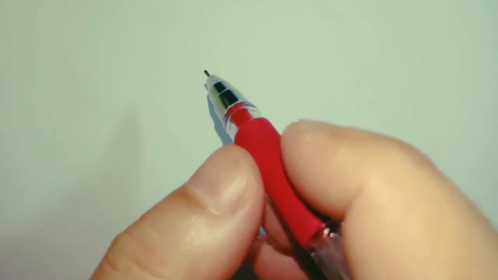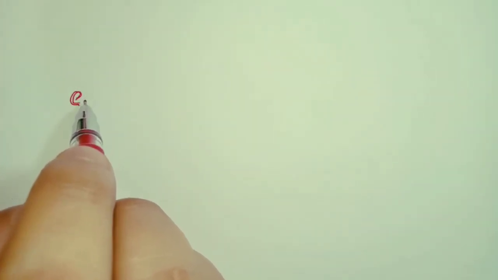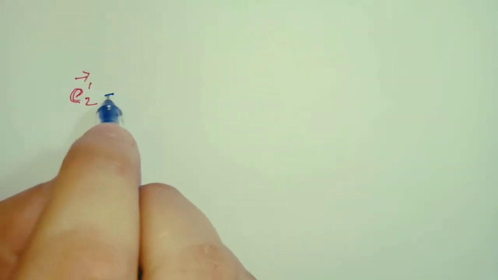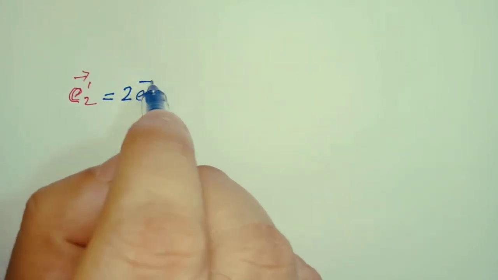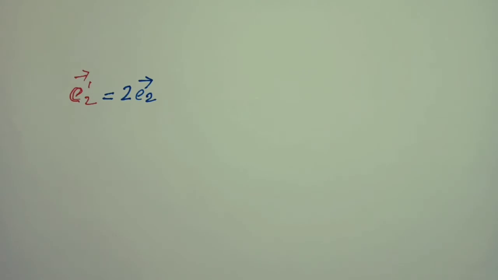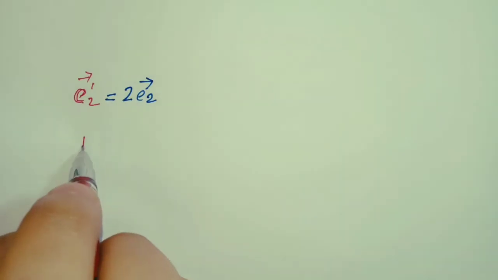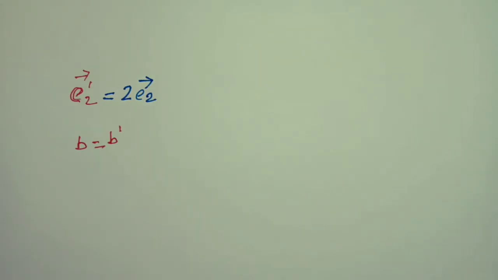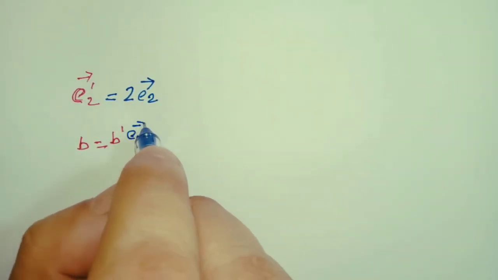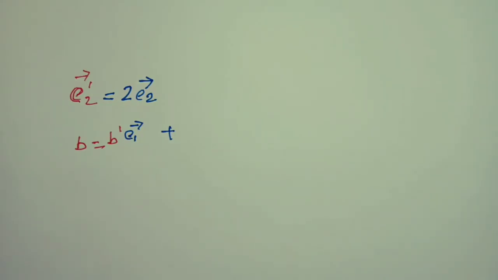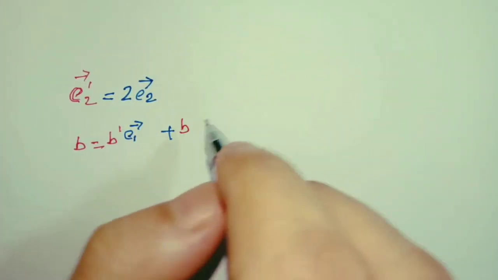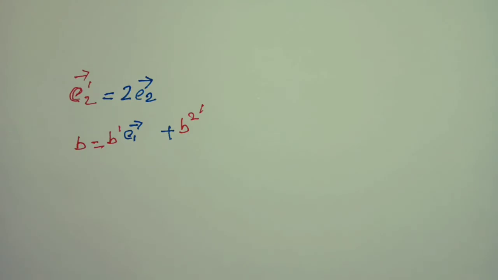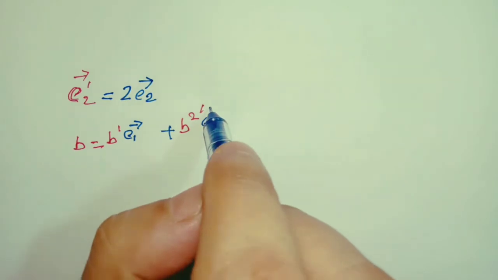So what I can do is write over here, E2 sub, it would be E2 sub. I have to change my pen, so you have to excuse me for that. It would be equal to 2E2, and this is the older basis, so it would be written in the lower script. What will happen in that case, B will become equal to B1 E1 plus B2 prime E2 prime.